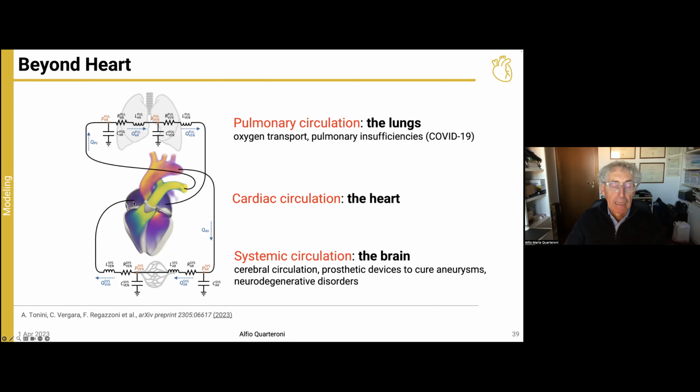We started also with Professor Antonietti at MOX the analysis of the modeling of the brain. And here there are many different aspects we are interested in. One is the cerebral circulation. The other one is the implant of prosthetic devices to cure aneurysms, for instance. And again, developing models for disorders like Alzheimer's or Parkinson's, generally speaking, neurodegenerative diseases.